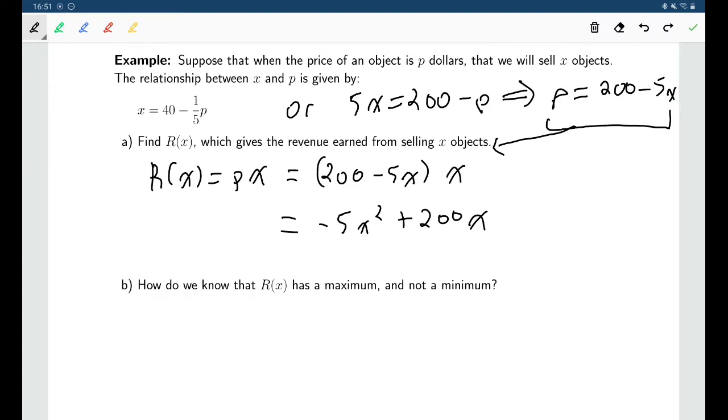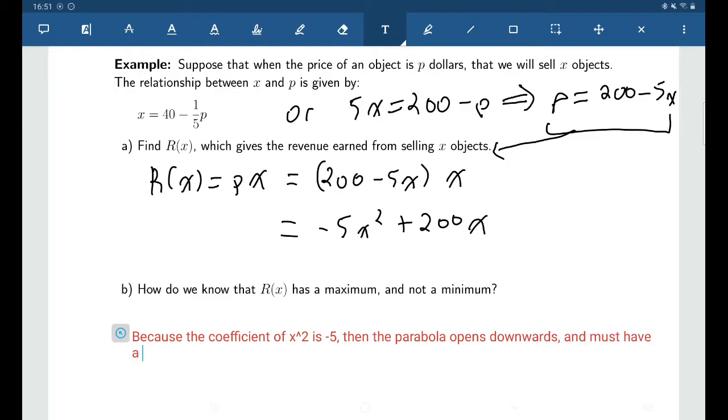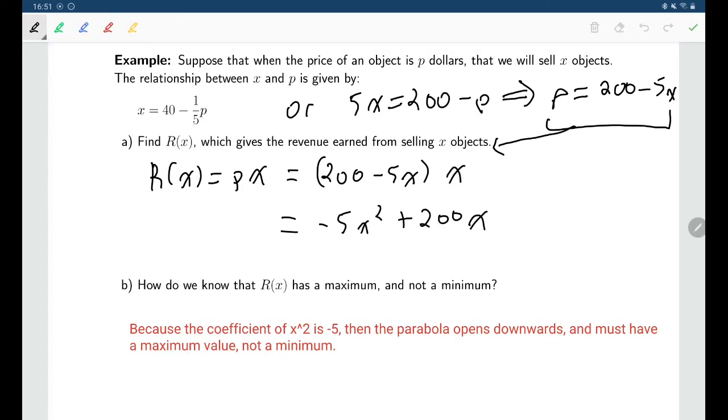But for part B, the question is, how do we know that it has a maximum revenue and not a minimum revenue? The answer is because the coefficient of the x squared term is negative 5, then the parabola opens downward and must have a maximum value, not a minimum one. And that's, again, just thinking about the shape of our graph. If we know that something is a parabola opening downward, then wherever that vertex is, that would be where the maximum value is, not the minimum value.